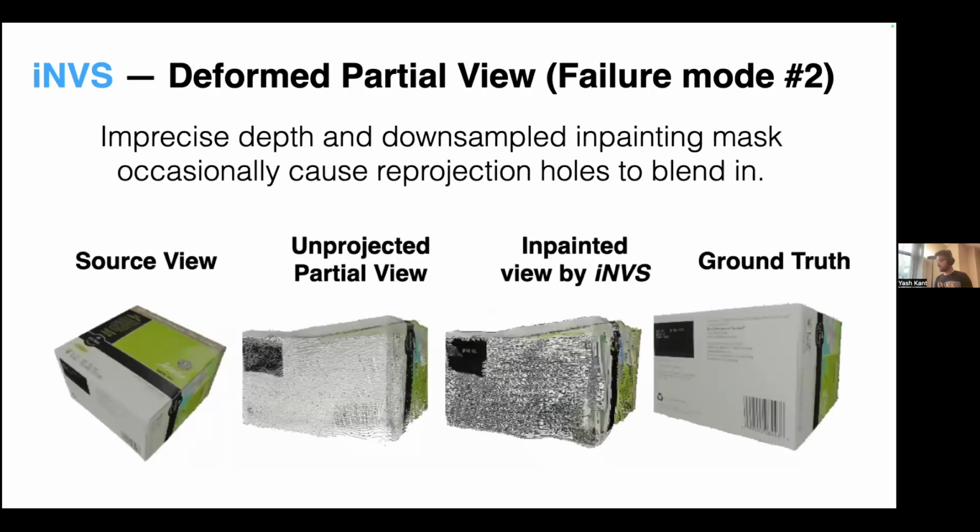The second failure mode that we suffer from is downsampling. This takes place because of the latent diffusion model. We take our image and compress it down to a much smaller resolution of 64 by 64. This is an artifact of the method that we use, which is Stable Diffusion. And this, accompanied with poor depth projection, leads to these types of deformed partial views and some holes blending into our texture.